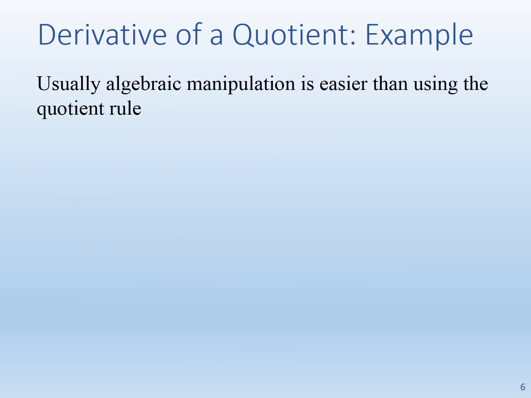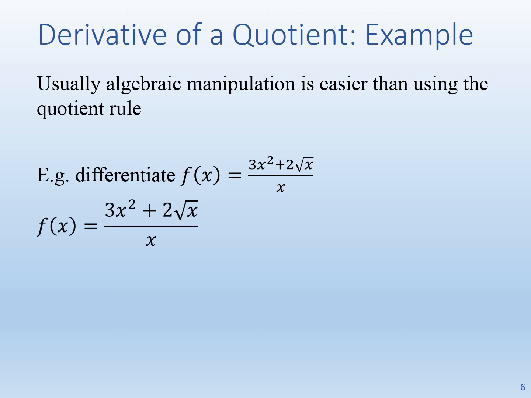So let's have a look at an example. Now in this first example, I've put this in so that you can see that you shouldn't always just jump into the quotient rule when you have two functions being divided. So in this example here, we've got a numerator function and a denominator function, but it's much easier just simply to divide through by x. So that's what we'll do firstly with the f of x.